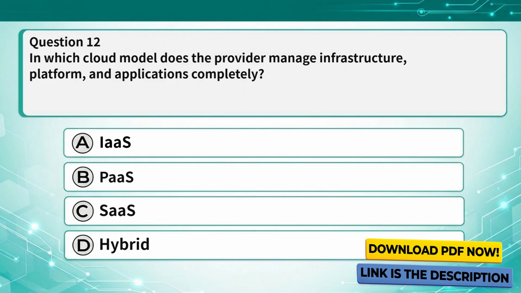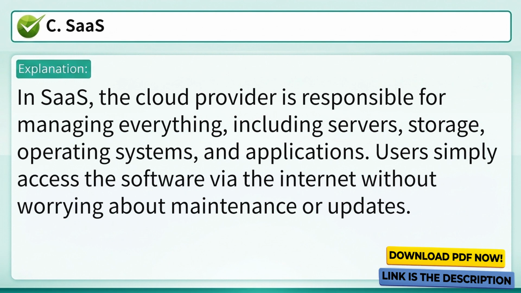Question 12. In which cloud model does the provider manage infrastructure, platform, and applications completely? A. IaaS. B. PaaS. C. SaaS. D. Hybrid. Answer C. SaaS. Explanation. In SaaS, the cloud provider is responsible for managing everything, including servers, storage, operating systems, and applications. Users simply access the software via the internet without worrying about maintenance or updates.